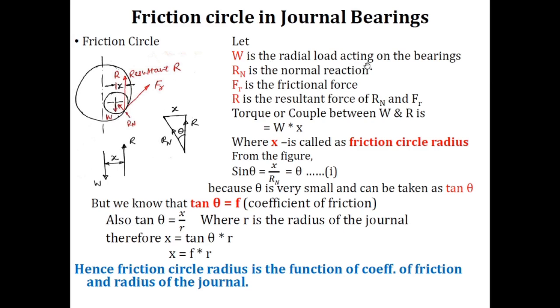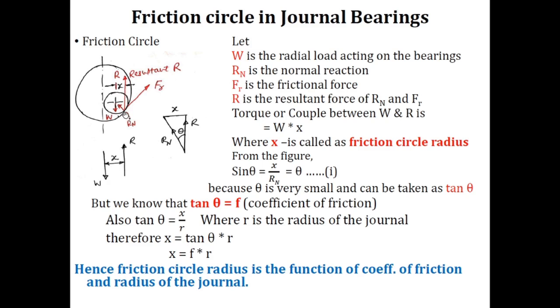So here W is the radial load acting on the bearing, and when this bearing is at stationary condition, this shaft or journal would be over here. So it starts now rotating, and because of this rotation, there is a friction between the journal and the bearing taking place. And here that is shown by the normal reaction. So this is the normal reaction taking place. Fr is the frictional force.